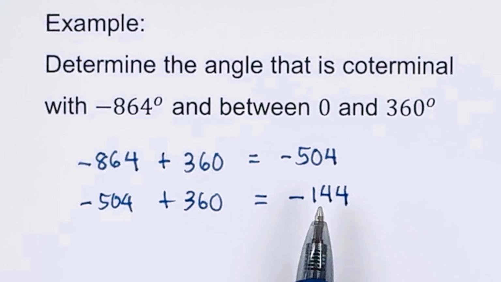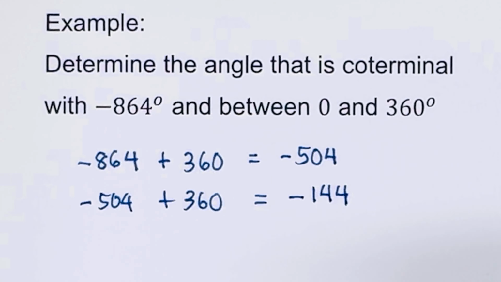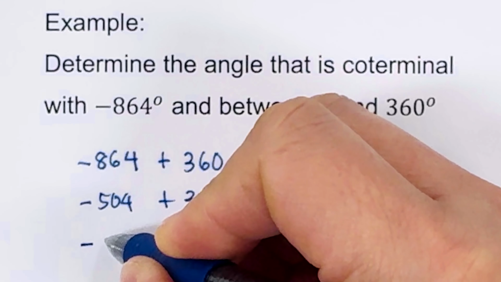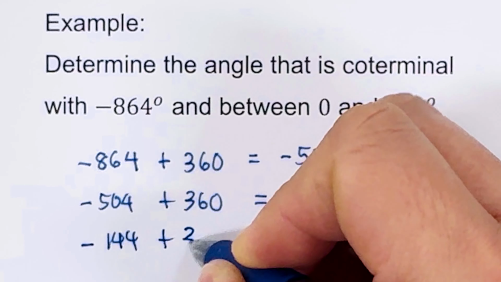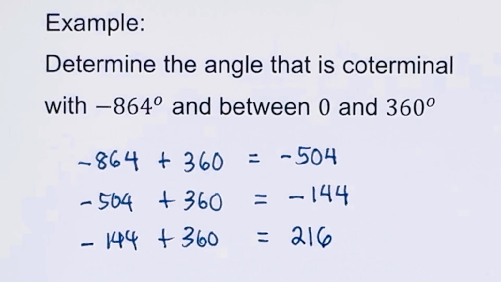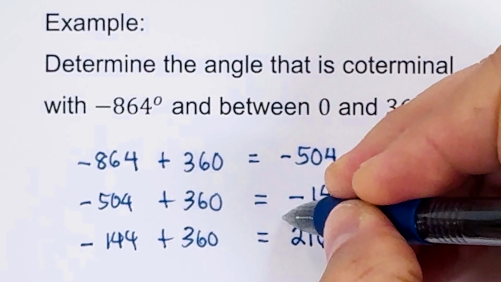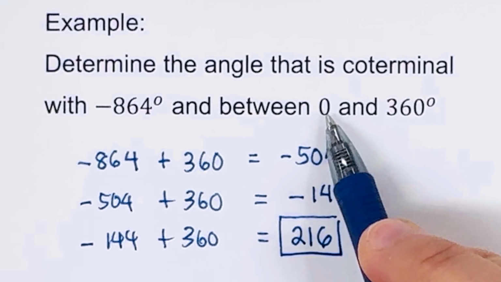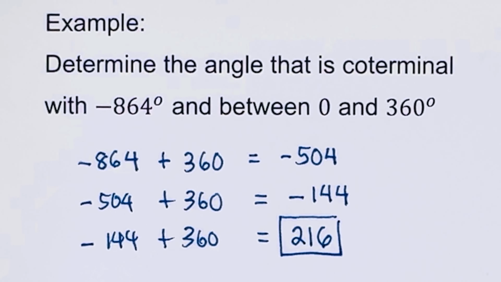That is not within the range still. So we keep adding 360. So that's negative 144 plus 360. And the value that we get is 216. And this time around, if you notice, this is within the range of 0 and 360. So the answer to this problem is 216 degrees. Now let's have another example.